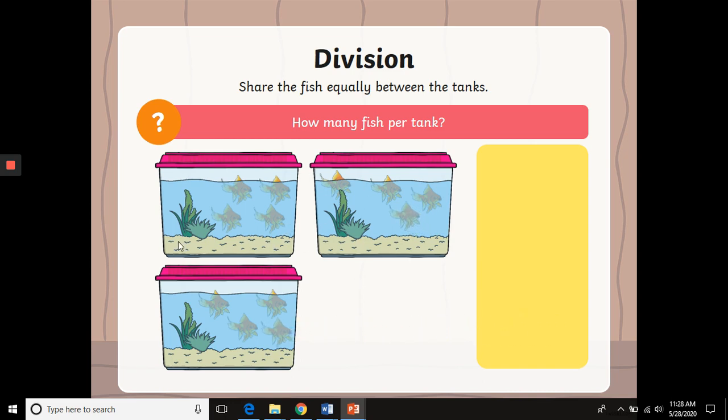Each tank should have an equal number. Let's see if it is equal. 1, 2, 3, 4. That means the first fish tank has 4 fishes. 1, 2, 3, 4. Yes, the second also has 4 fishes. 1, 2, 3, 4. Yes, it has. That means all tanks have 4 fishes. There were 12 fishes altogether and they are shared equally in 3 tanks. So each tank has 4 fishes.